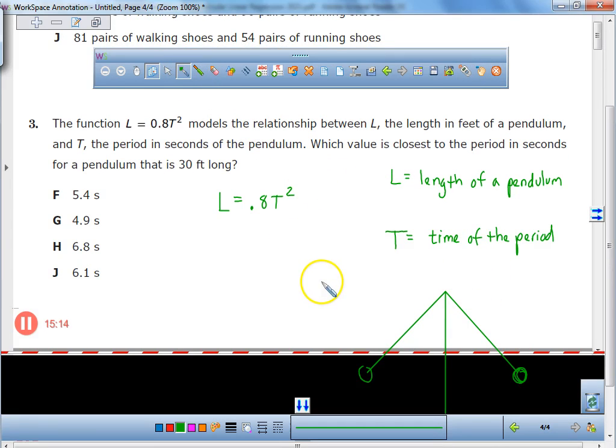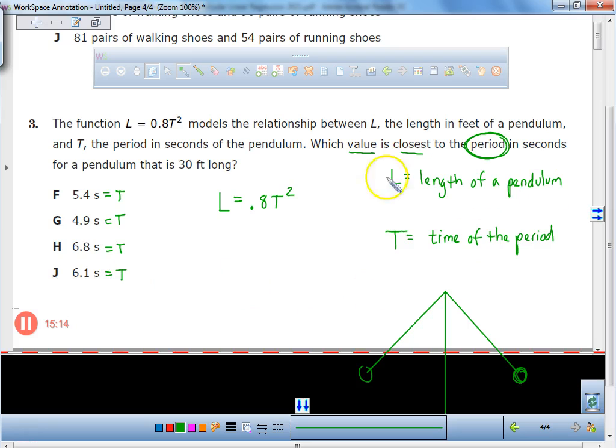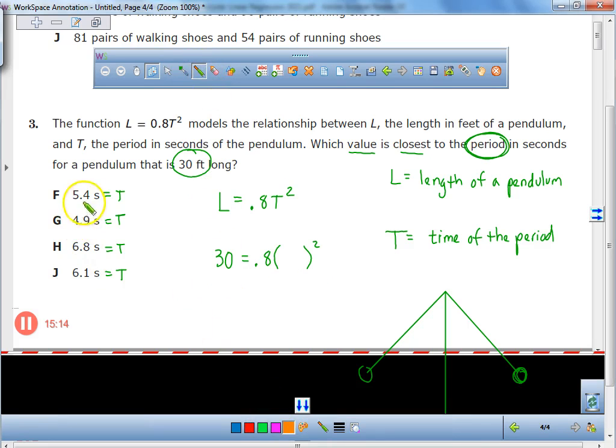Now, it says which value is the closest to the period. So what do all of these answers represent? They represent what T would equal. So put equals T all the way down. For a pendulum that is how many feet long? 30. So I want you to write 30 equals 0.8 parentheses squared. Now, what I need you guys to do right now is just take these numbers and test them.